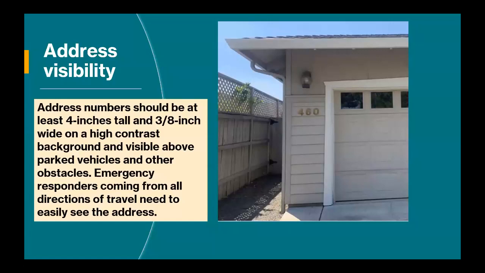So one of the things we look at in every assessment, even though it's not necessarily going to save your home, but it does help emergency service providers find your home, is whether the addresses are at least 4 inches tall, 3/8 inches wide on a high contrast background, and visible above parked vehicles and other obstacles. It's important for emergency responders coming from all directions of travel to easily see the address. Let's go back and look at that house.